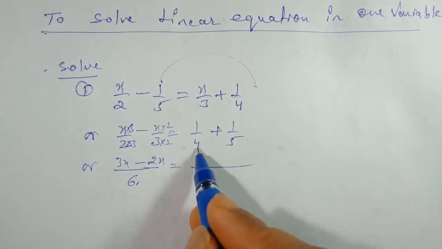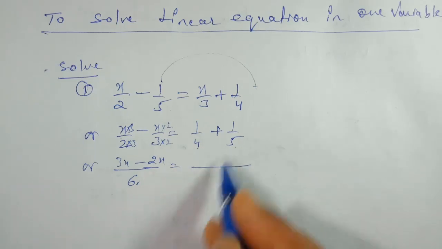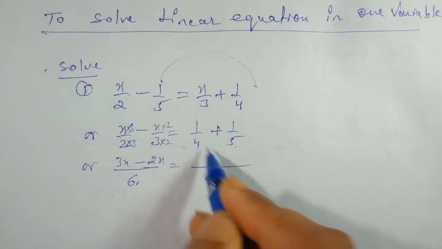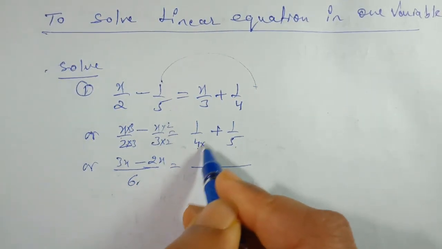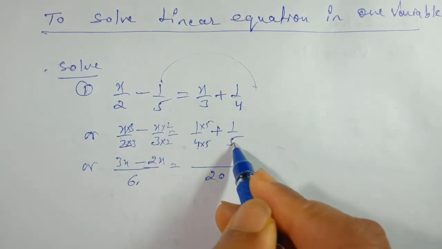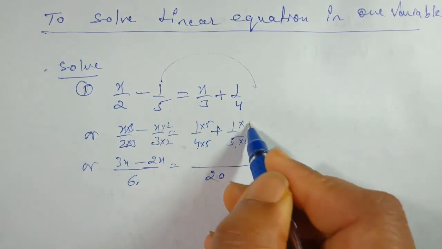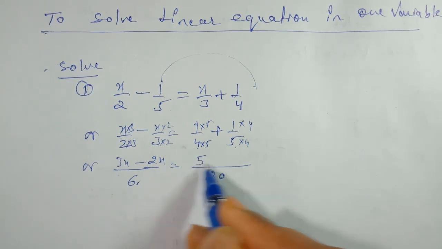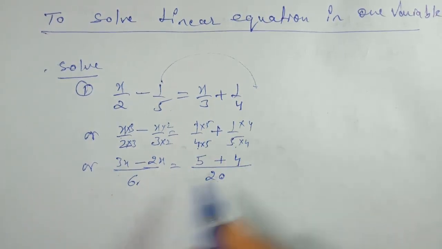The same way we have to find the LCM. So this will be 5 4s are 20. For making the denominator 20, we have to multiply by 5, and for making it 20, we have to multiply by 4. So its numerator becomes 5, and this is plus 4, 1 4s are 4.